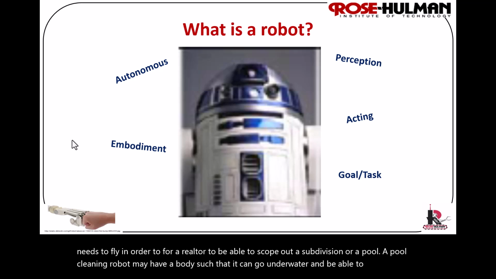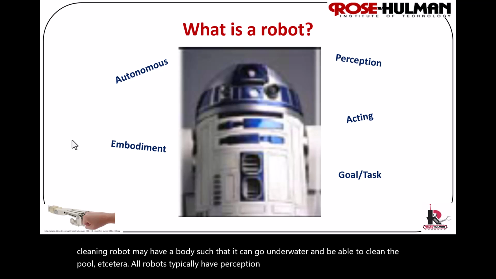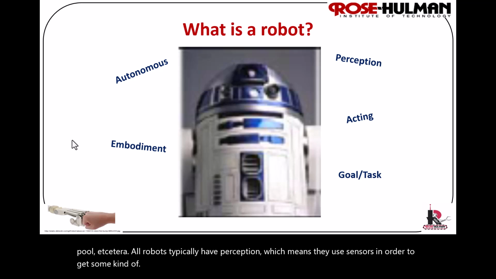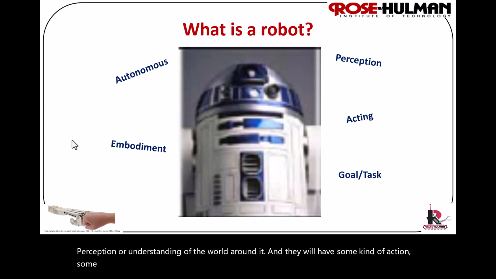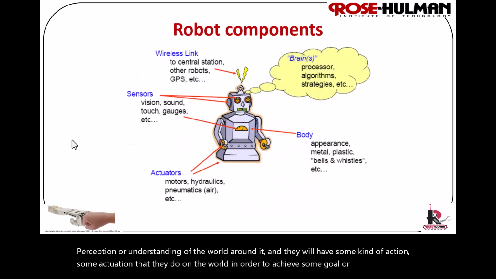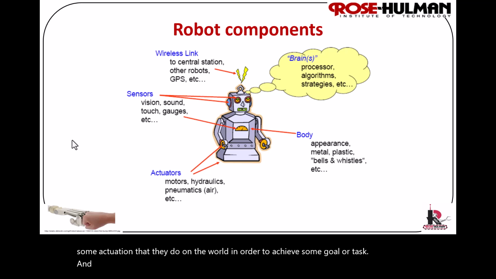All robots typically have perception, which means they use sensors in order to get some kind of perception or understanding of the world around it. And they will have some kind of action, some actuation that they do on the world in order to achieve some goal or task. And so the robot's components are typically based upon what it has to do.